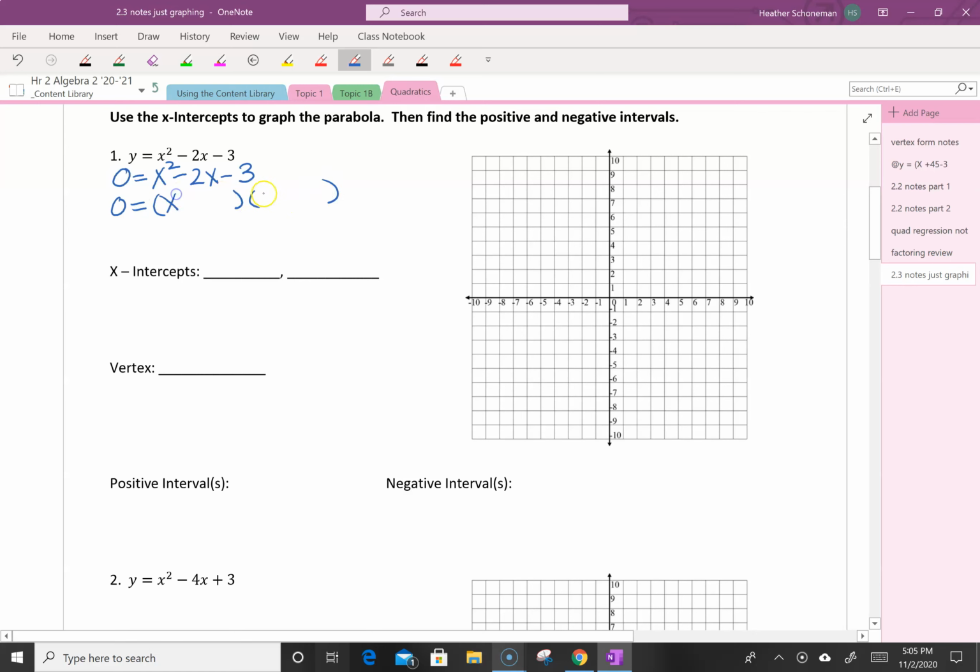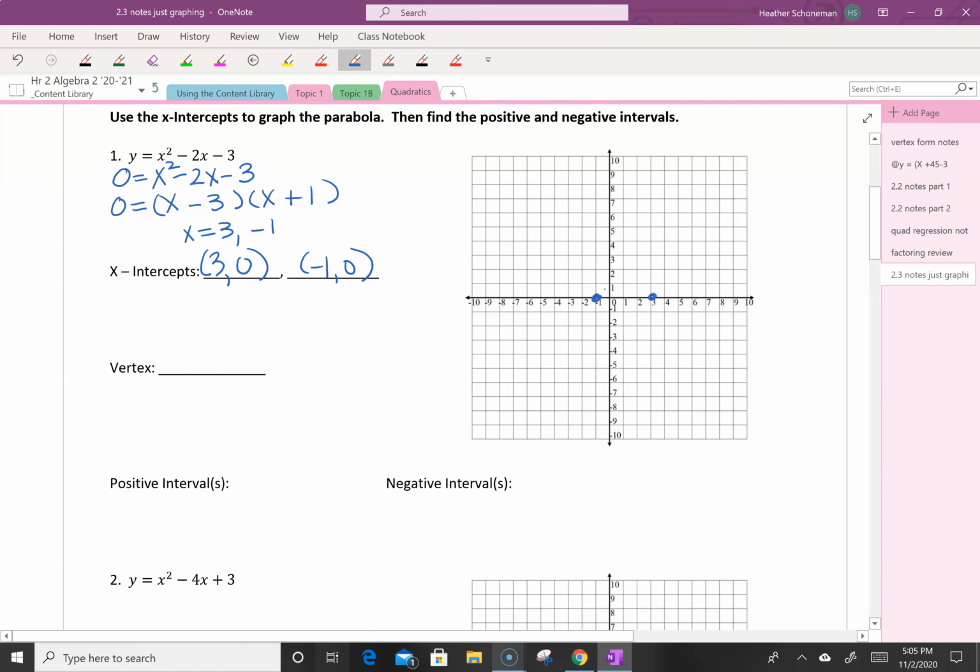So I'm going to go straight to my two parentheses. I need two numbers that multiply to -3 and add to -2, which would be -3 and 1. So when I solve, I get x is 3 and -1. That makes my x-intercepts 3, 0, and -1, 0. So I can graph those 2 points.